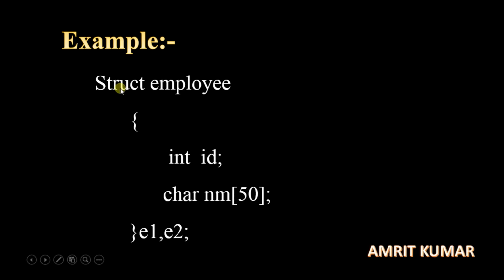Now this is an example where I am creating a structure of employee. ID and NM are the members I have used in it for the employee. You can see here that E1 and E2 can access both ID as well as NM, because they can access all the data members of the employee. Therefore it is known as the variable declaration of the structure. So this is an example of a structure we can create in C language.